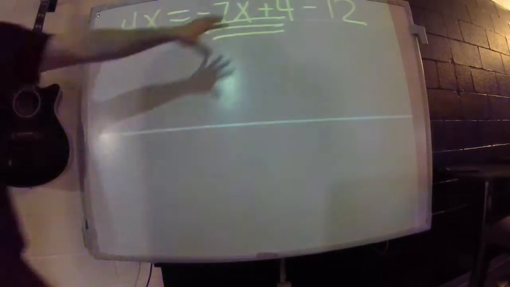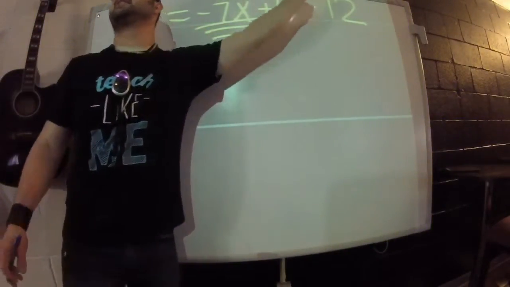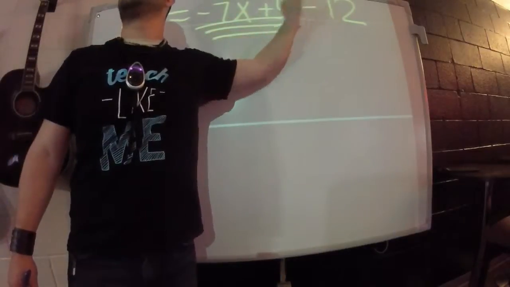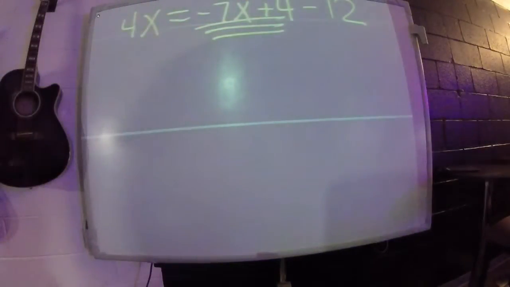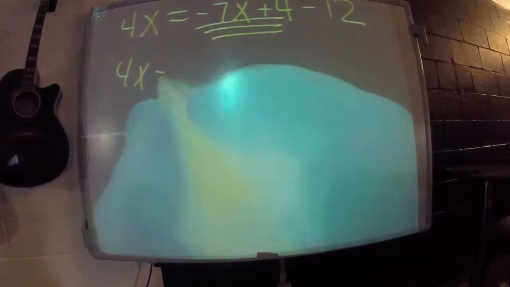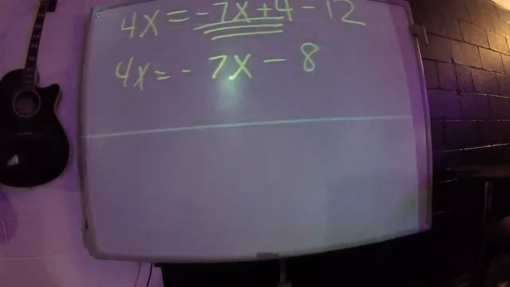Now you can combine like terms really quick. Combine these two pieces. 4 minus 12 is negative 8. So I got 4x equals negative 7x minus 8.